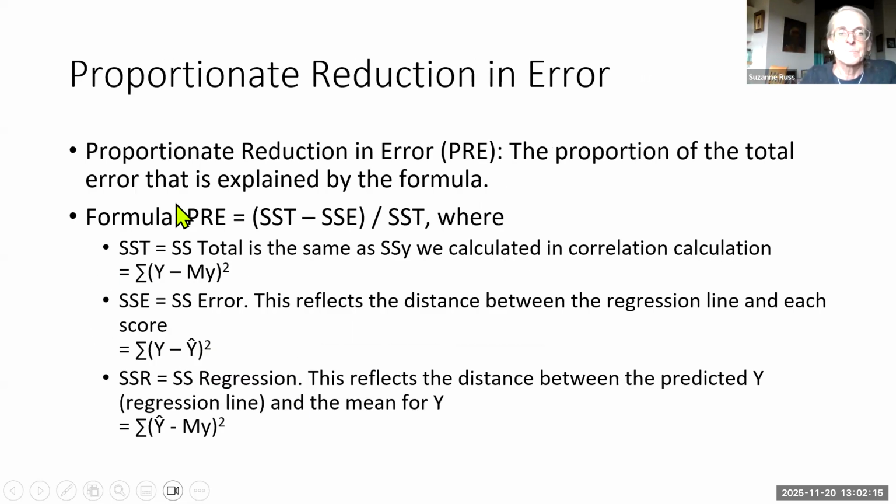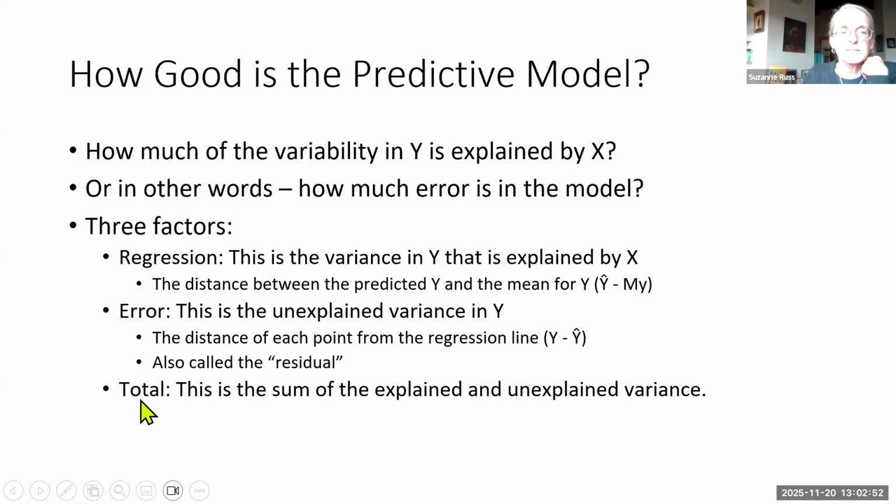And these are the formulas. So proportionate reduction in error is how your book refers to it. I use the acronym PRE, but this is not a mathematical acronym. I just did it to save space. So it's just the proportion of the total variance that our formula explains. How much error does our model reduce? Like, does our model tell us anything more than if we just subtracted the mean? Are we getting any more information? Is our model useful?